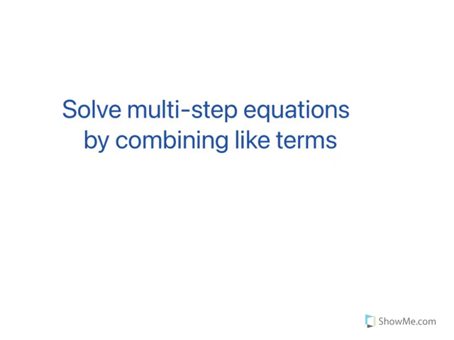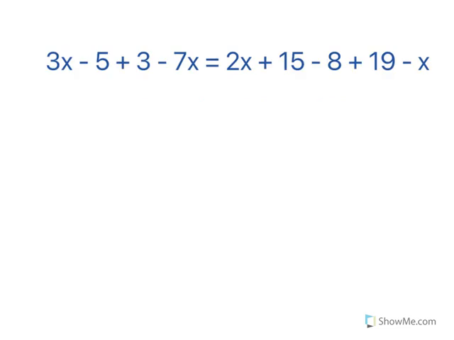Solve a multi-step equation by combining like terms. So we're not going to do any distributing or anything. We're just going to solve this equation: 3x minus 5 plus 3 minus 7x equals 2x plus 15 minus 8 plus 19 minus x.